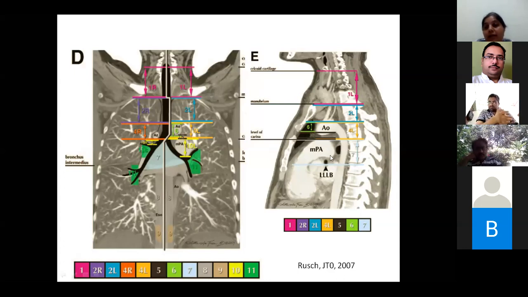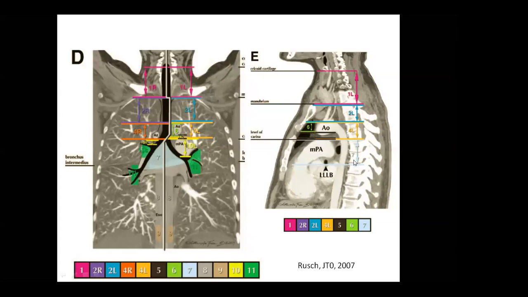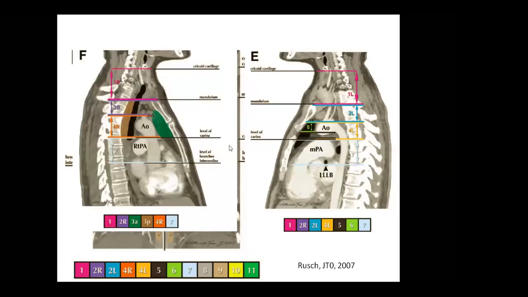Between the aortic arch and the main pulmonary artery, you have the level 5 group of lymph nodes. And on the left side, the level 7 extends from the tracheal bifurcation at the level of carina to the left lower lobe bronchus. Similarly, on the right side, the level 1 is from cricoid to manubrium, not very different from the left side. The level 2 on the right side is from the manubrium to where the brachiocephalic vein crosses the trachea, and the level 4 is from the crossing of the brachiocephalic vein to the azygos vein lower down.